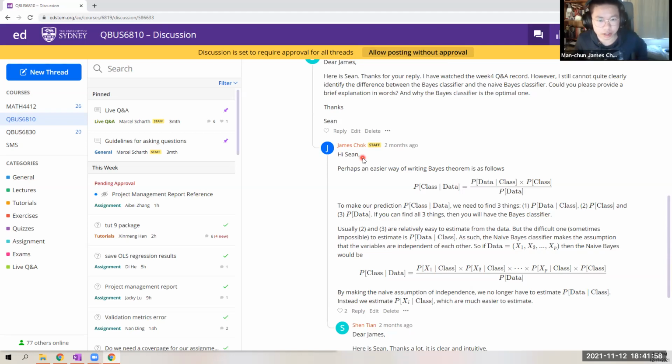So what is the Bayes classifier then? We just start from Bayes theorem, and Bayes theorem is this. This is just math, so we didn't do anything magical here. We say probability of class given data set is equal to data set given class, times class, over data. Now the Bayes classifier would be if we know these three probabilities. If we want to make this prediction, we need to find these three things, and if you can find all three, then you have the Bayes classifier.